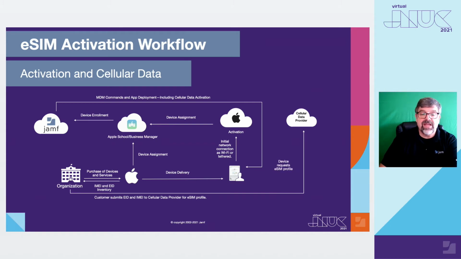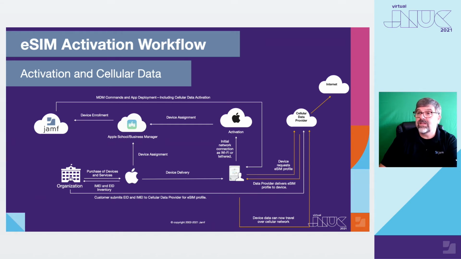Once the device receives that command, it's going to contact the carrier. The carrier will provide you a specific URL. And then the eSIM profile will be downloaded from their servers to the device and installed. Once the profile is installed, the device can now access the cellular data network of the carrier, which means the internet comes into play. And your device can now travel on the cellular data network and access internet resources.